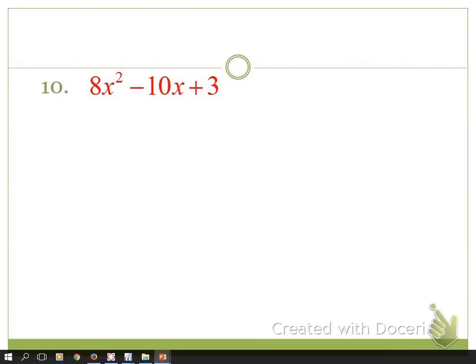Okay? Take a couple of seconds. Try 10. Just give it a shot. See if you can come up with the factors of the first term and the last term, and then start trying your combinations. If you get a little frustrated, then start the video and you can see where you needed to go.